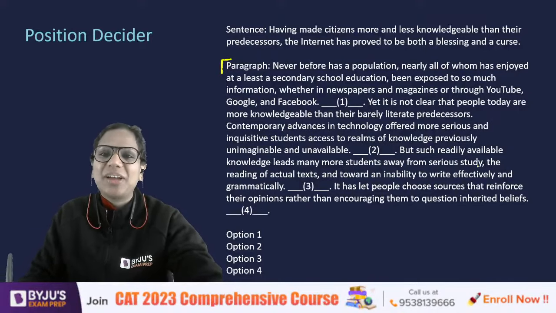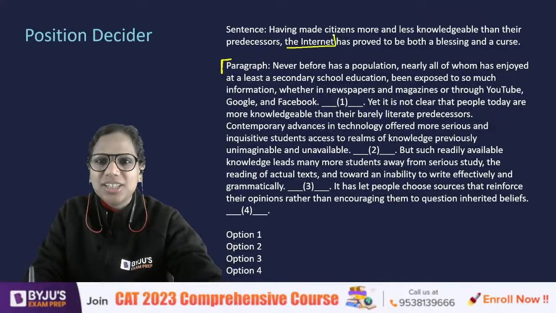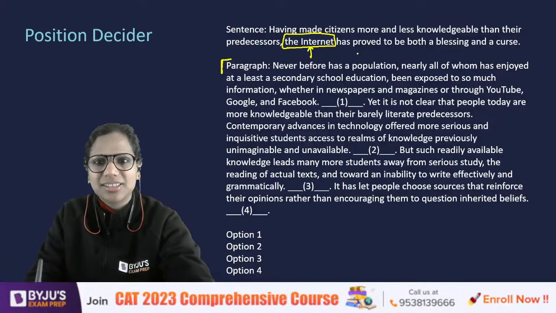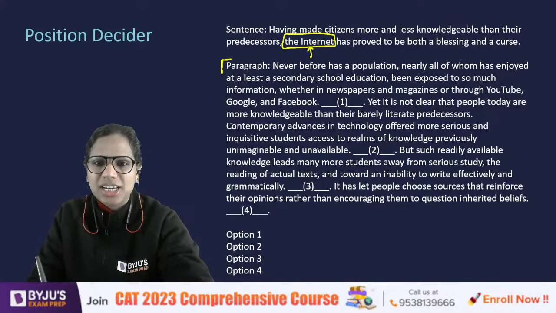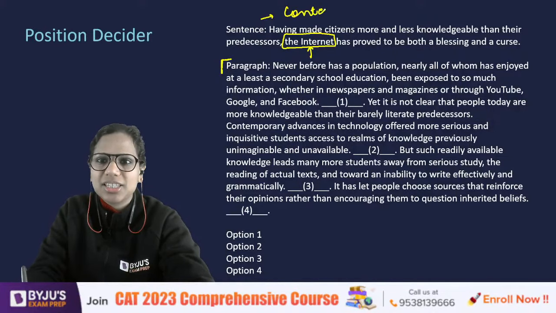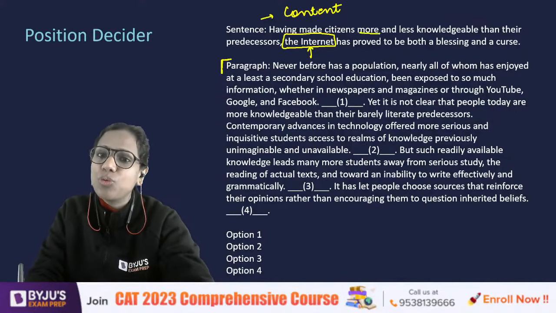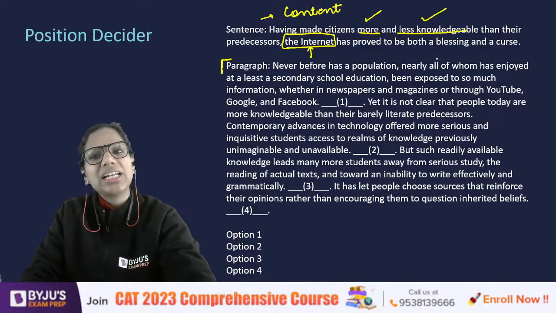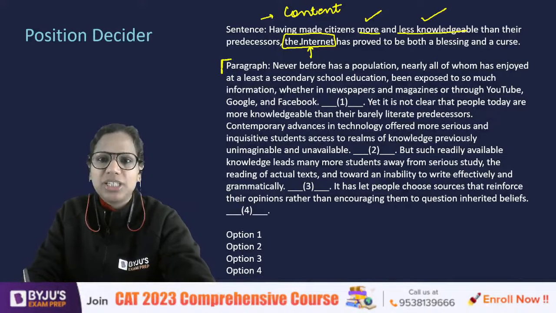Again, grammar-based clues help you here as well. What is the topic of discussion in the sentence? The internet? Yes. Where do we talk about the internet? Also look at the theme here. What is being discussed? The content of this sentence. Having made citizens more and less knowledgeable. It has made citizens more knowledgeable also and less knowledgeable also than their predecessors. The internet has proved to be both a blessing and a curse.